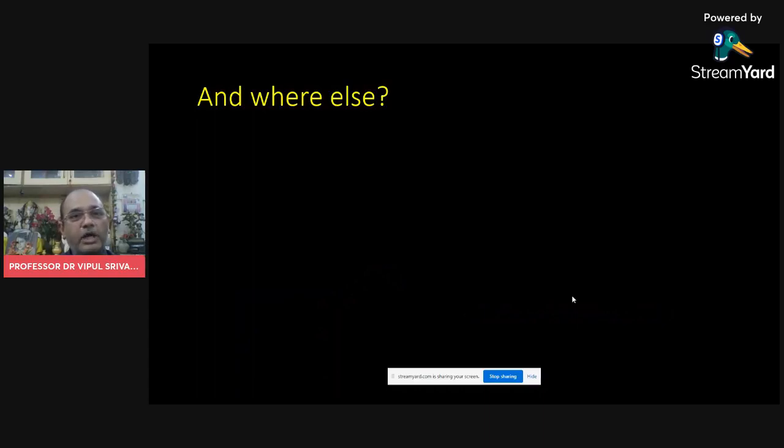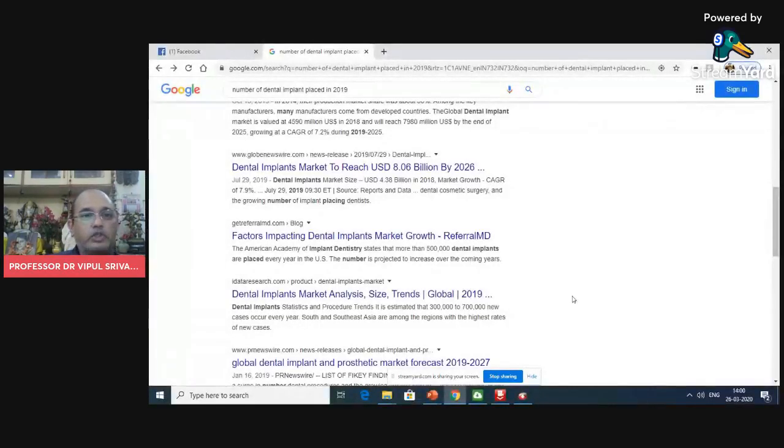So we have discussed the 980 role in root canal disinfection, and we have used 980 for periodontal. Where else? Now this is another aspect which is upcoming and very demanding. I took this article by Googling the number of implants placed in 2019, and you can see certain articles came. The current market in the year 17 was 4590 million.